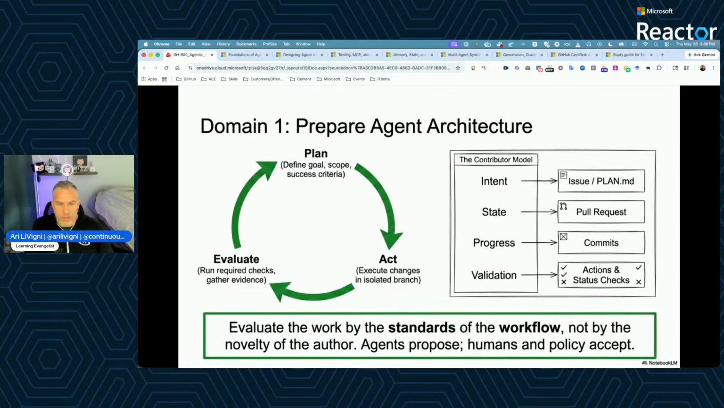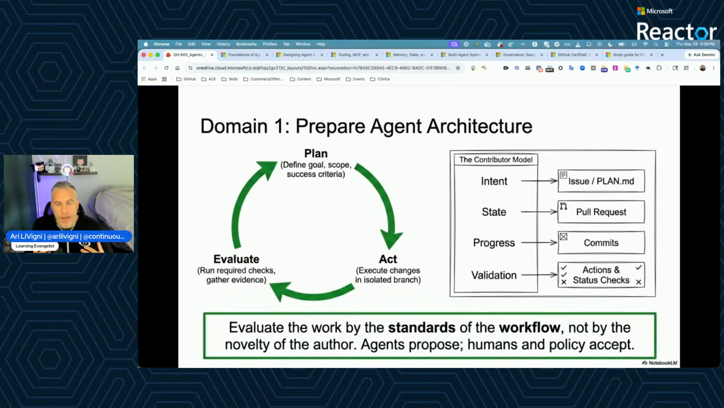What it says here: evaluate the work by the standards of the workflow, not by the novelty of the author. The agent's purpose is really the humans and policy accept. The agents propose things, but the humans and the policy, or maybe rule sets on your repo or your organization, are what determine what gets merged in and what gets accepted as code that is ready for production or ready to be deployed, right?